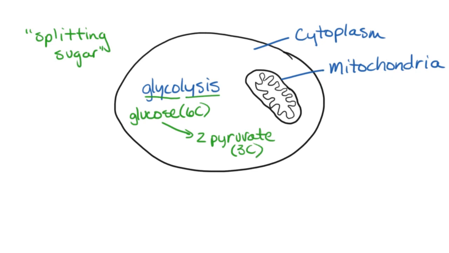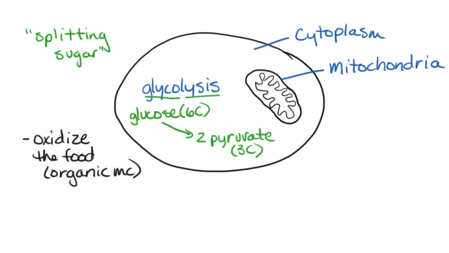If we just talked about the overall things that are going to happen during this process, we are going to begin to oxidize the food. And by food, I'm talking about the organic molecule. As we go through it, this is specifically going to be glucose. So we're going to begin to oxidize it. And we're also going to make just a little bit of ATP.